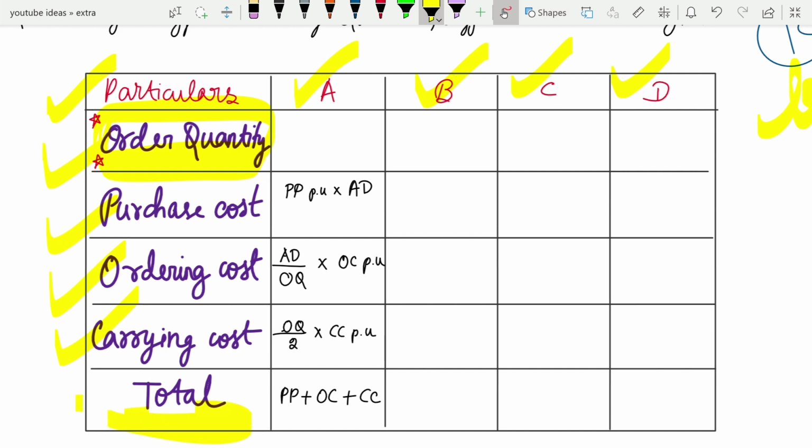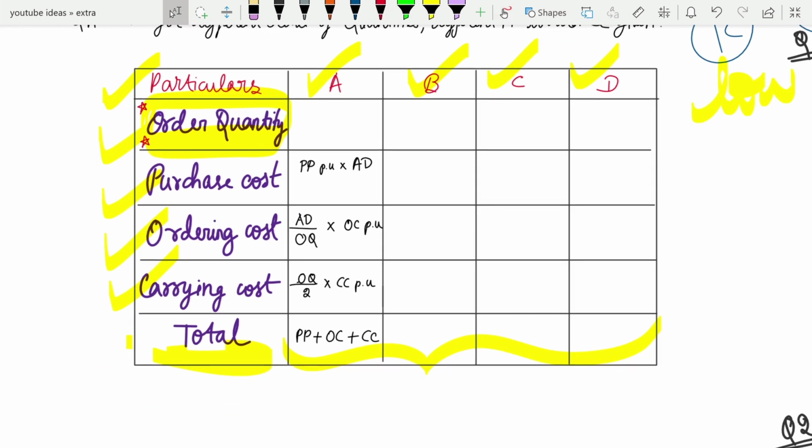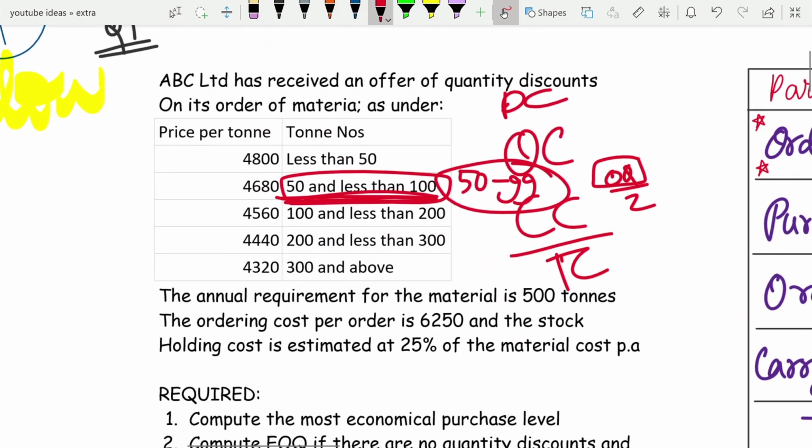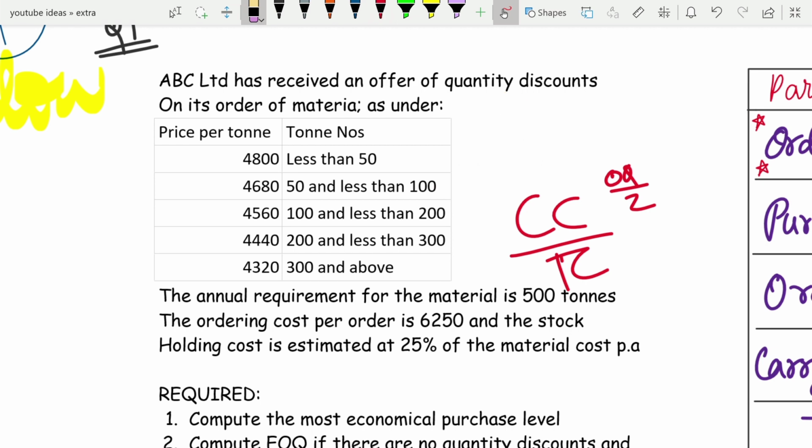and you will write your total cost here. And in whichever column the total cost is going to be the lowest, that is going to be your best range or best order quantity. Okay. So now I hope this format is clear to you. Okay. So now let's come back to the question. Let's give the question a read and I'll then explain to you how it is done.